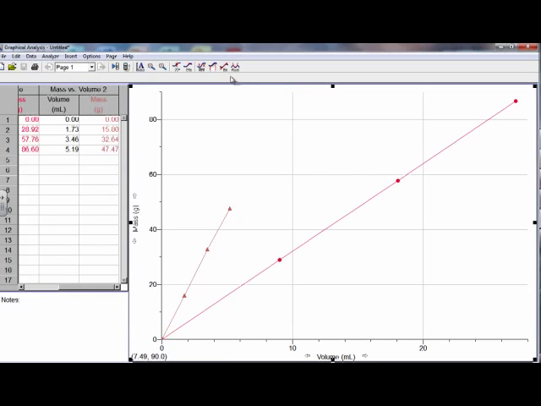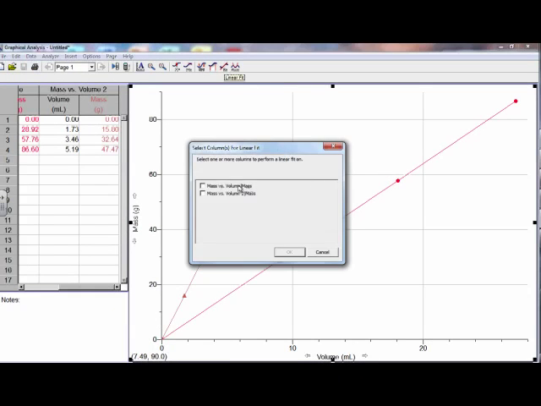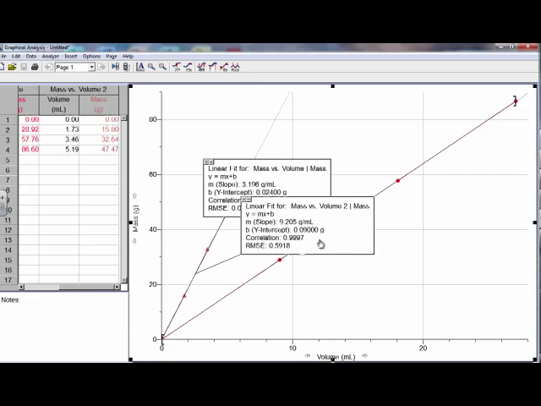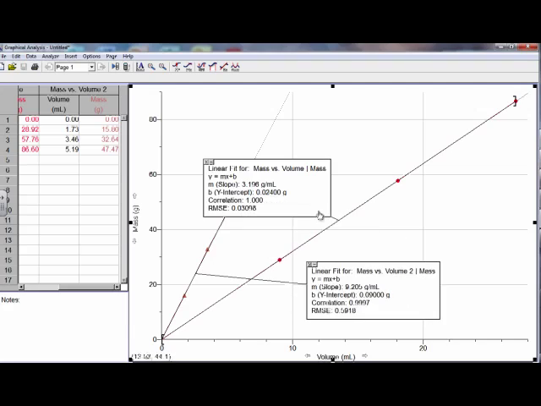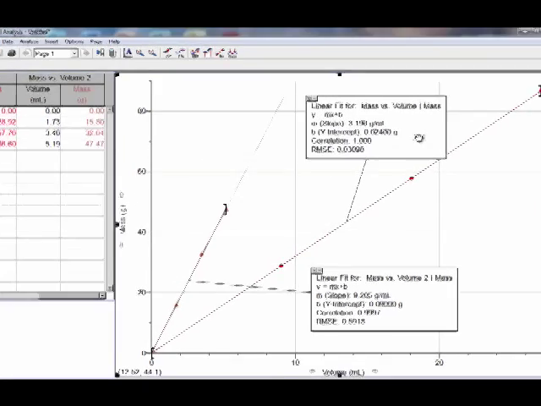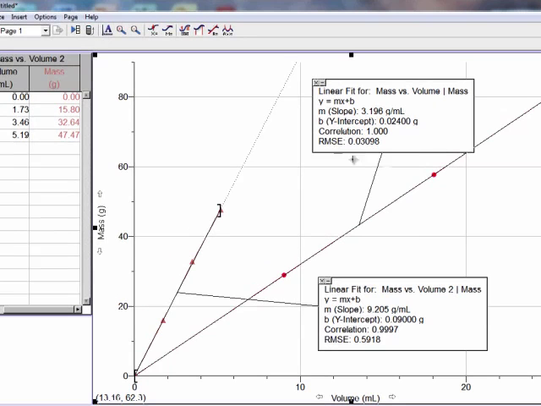Then we can go ahead and do the best fit lines, and we want both of these checked, so both of them will have a best fit line. You can pull these away from each other a little bit so you can see them better. You'll notice this is the aluminum, and this is zinc. Again, this is a little bit high for zinc, but you can get the idea. The slope is telling us the density, and here the slope is telling us the density we have for these two objects.